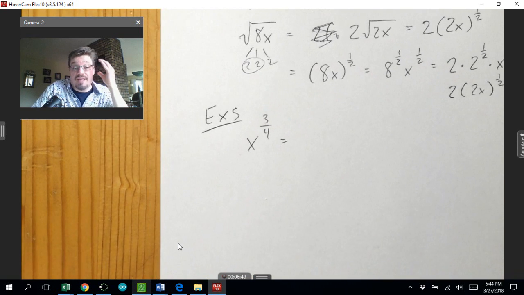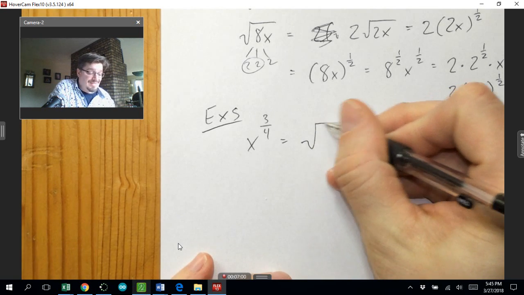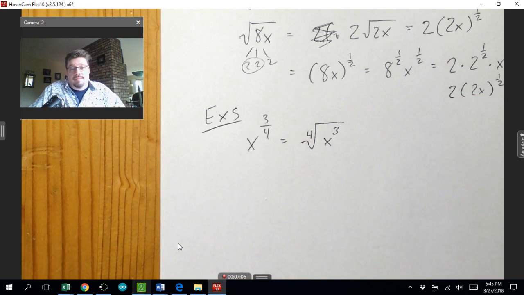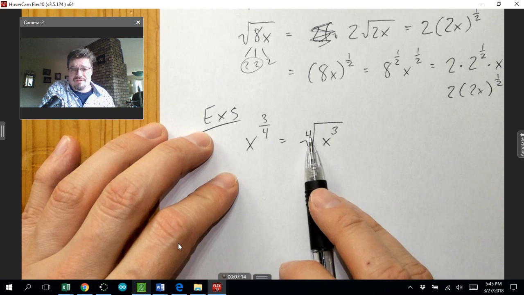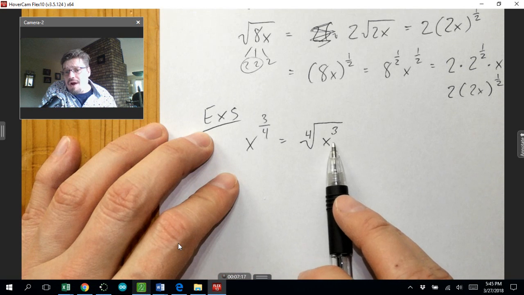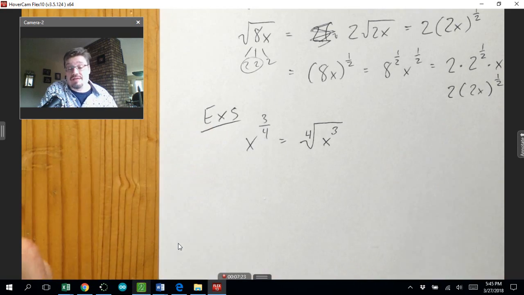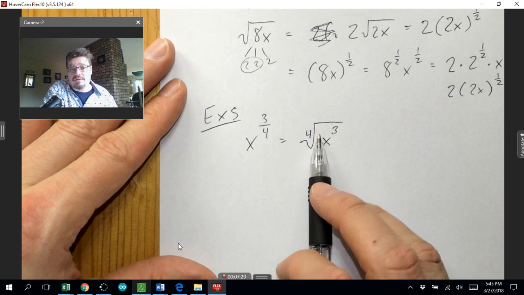X to the 3/4. What is that? Well, I don't know what x is. So all I can do is possibly convert this to a radical formation, just so I understand what's actually happening. What I'm doing is I'm taking the 4th root of something that is being cubed. And that's it. To simplify this, the only way I can is if I had 4 identical factors inside the radicand, and I just have 3. So there's nothing coming out. So this is fine to leave unless it tells you to convert it to radical form.